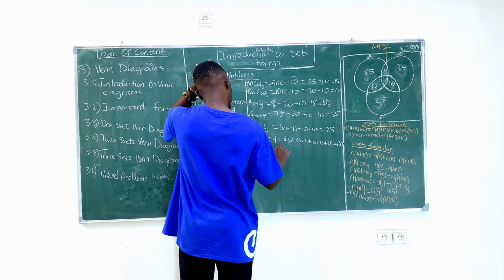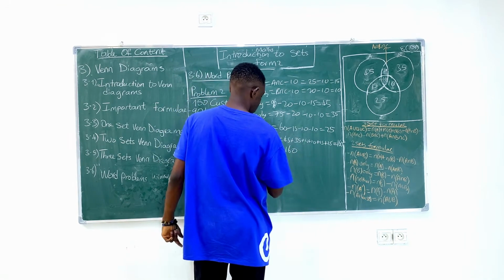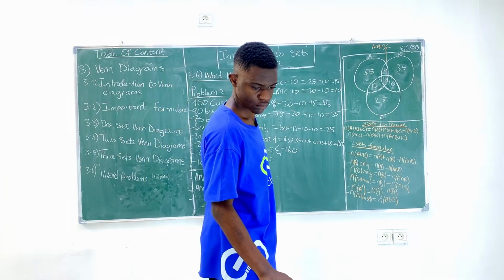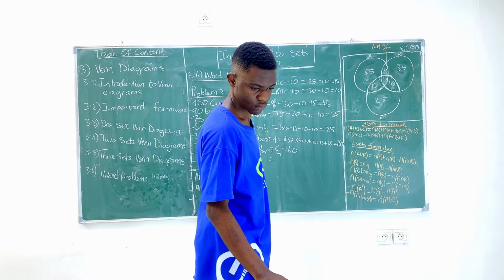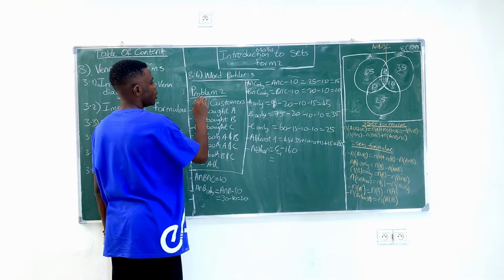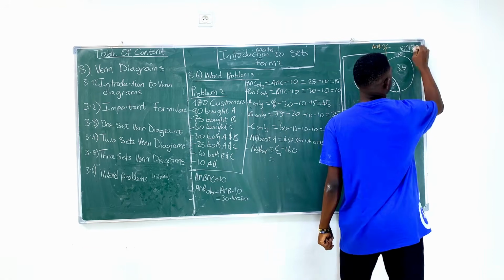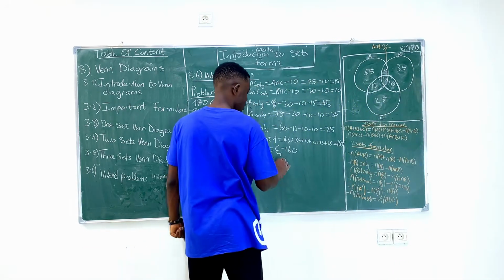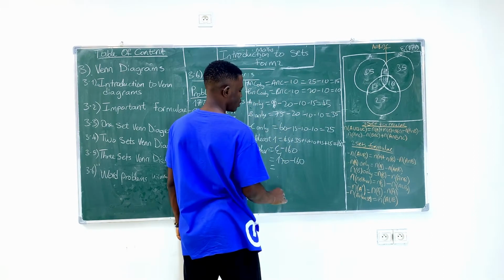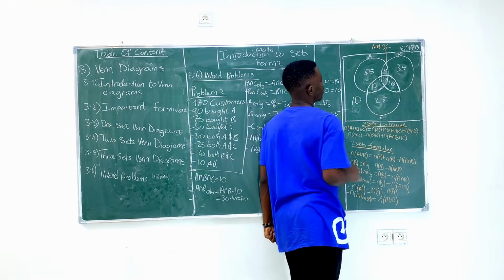What is our none? It is our universal set minus our circles. Our universal set is what? Actually, this is 170 here. 170 minus 160 is equal to 10. So you write the 10 here and you're done.